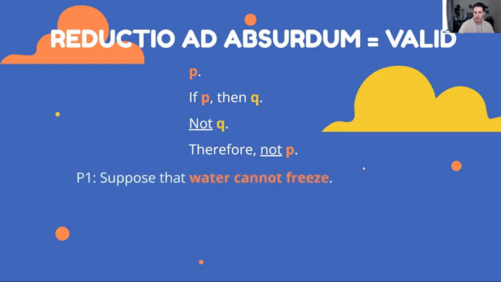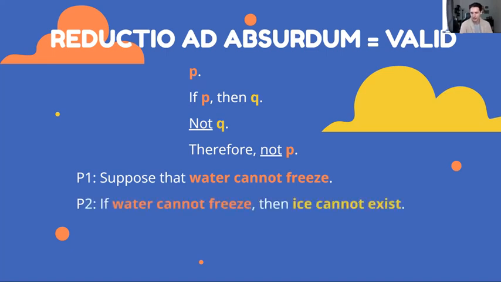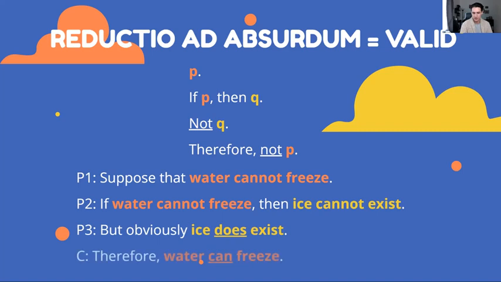So here's a simple example. Let's suppose you met somebody and they said, water cannot freeze. Okay, well, let's assume that. Let's suppose that water cannot freeze. If water cannot freeze, then ice can't exist. But you show them some ice, right? But obviously ice does exist. So therefore water can freeze. So notice how we've ultimately rejected that position. We started by assuming P. We showed that if we accept P, then it leads to this, but that's clearly unacceptable because ice does exist. So therefore P is not the case.